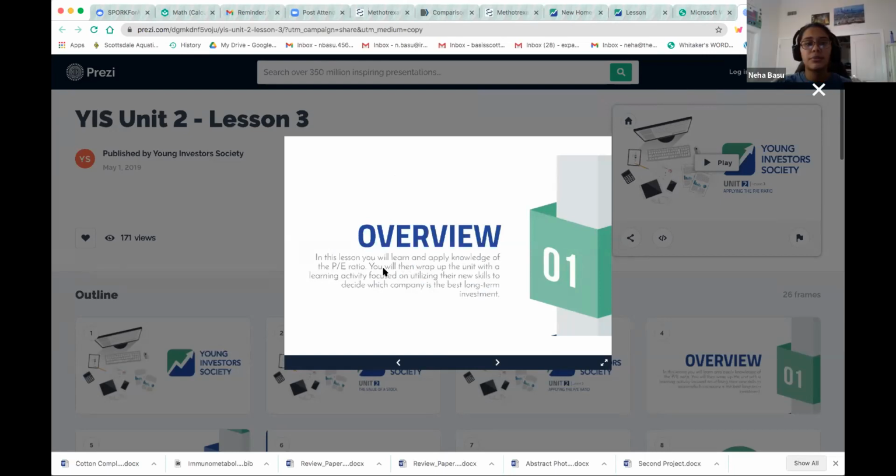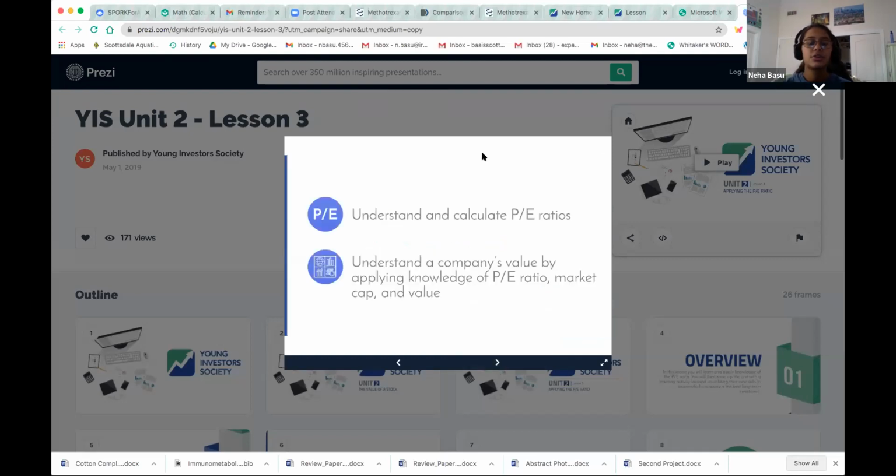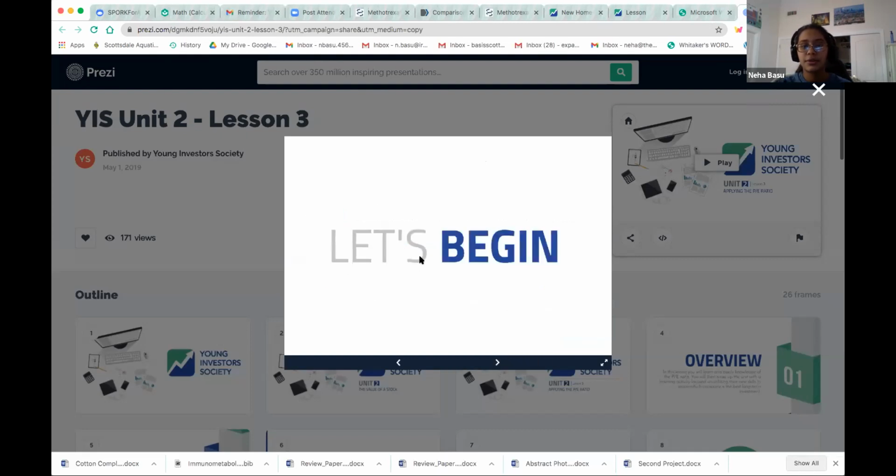We're going to wrap up the lesson with a learning activity about how you can use the skills we learned today to decide what companies you want to invest in the long term. Some objectives for this lesson are that you should be able to understand and calculate PE ratios, and understand a company's value by applying your knowledge of the PE ratio along with market cap and value. Now let's get started.